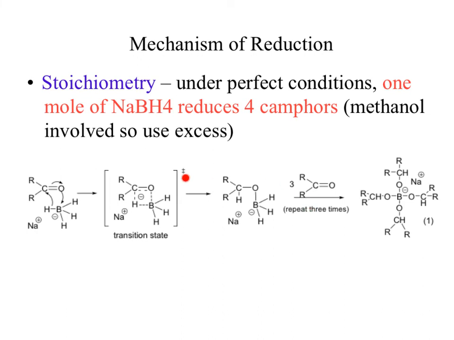I'm not worried about the mechanism here. All I want you to realize is sodium borohydride has how many hydrides? 4. For every mole of sodium borohydride you put in there, you get 4 hydrides out. So technically you can do a 4-to-1 ratio. That's all this is trying to say.